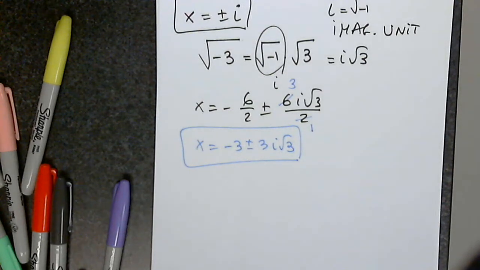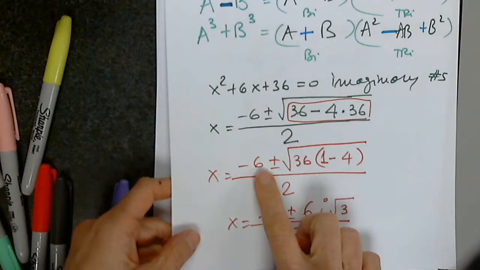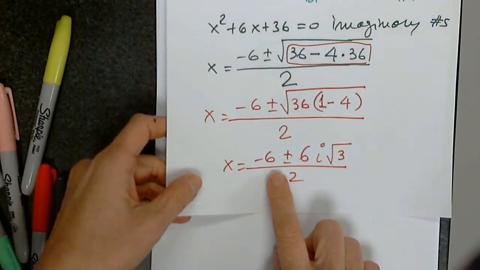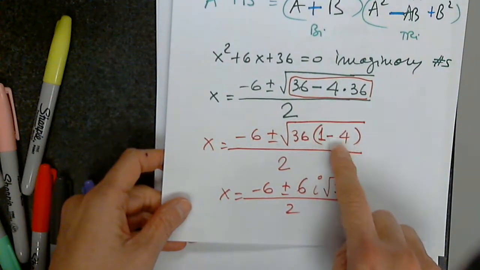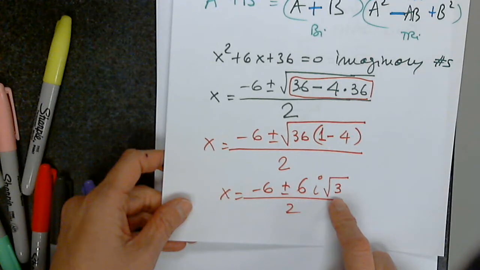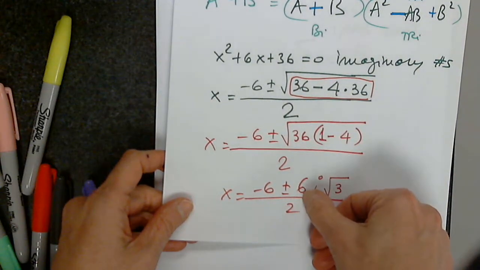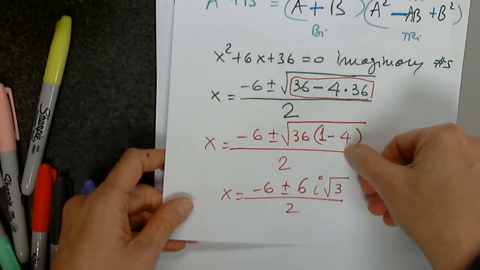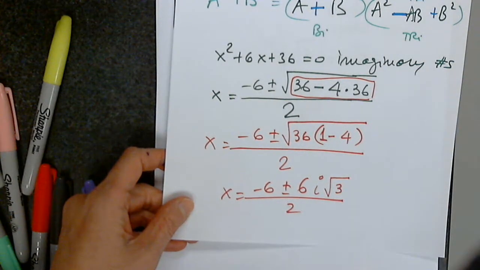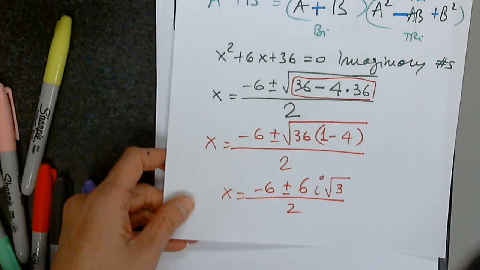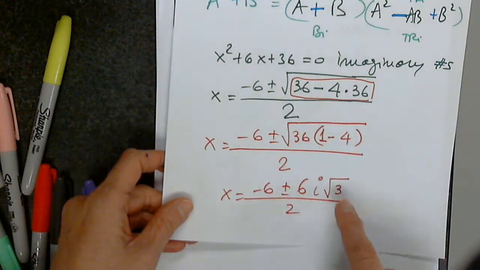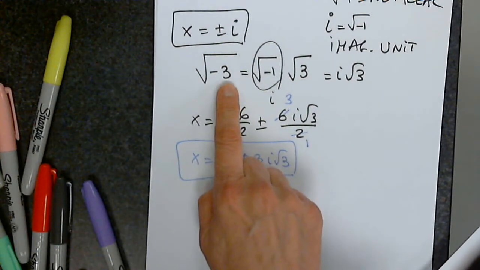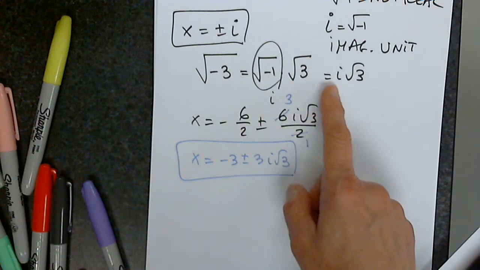Yes, Antoine, go ahead. How did you get 6? Negative 6 plus or minus 6. Where do the 6? The square root of 36 is 6, and the square root of negative 3 is I, the square root of 3. So the square root of 36 is 6. The square root of negative 3 is I, the square root of 3. This is a product. So I can take the square root from 36 and take the square root from negative 3. So this is square root of negative 3 is the square root of negative 1 times the square root of 3, which is I, the square root of 3.